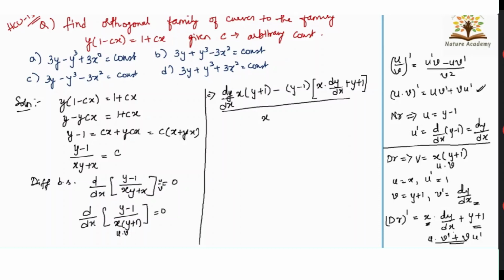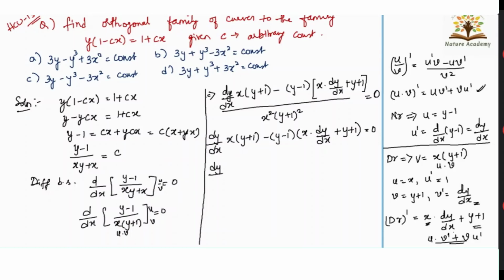This is the v. I have to do the u by v thing, no? This is u and this is v. x square into y plus 1 whole square. So this is equal to 0. That's why the denominator will go to the right hand side and become 0. We will have a simple equation now: dy by dx x into y plus 1 minus y minus 1 into x into dy by dx plus y plus 1, this one will be equal to 0.